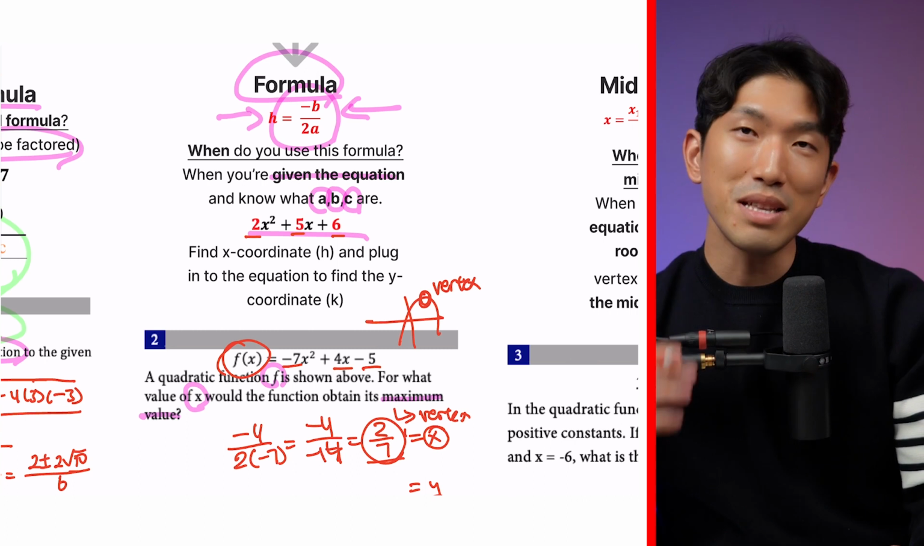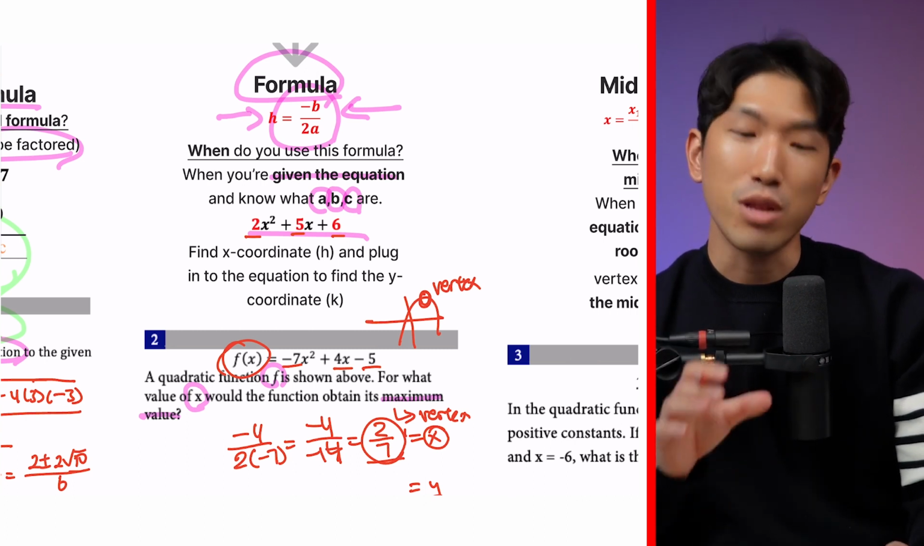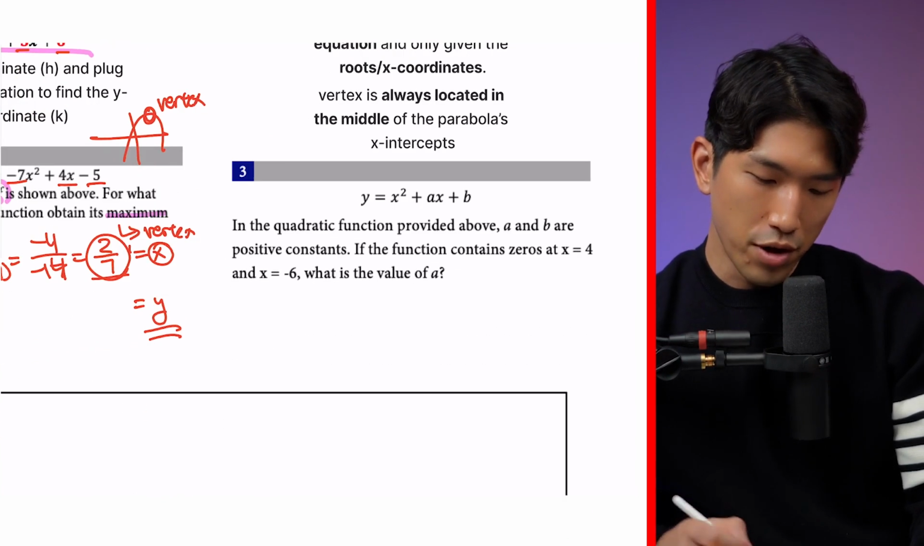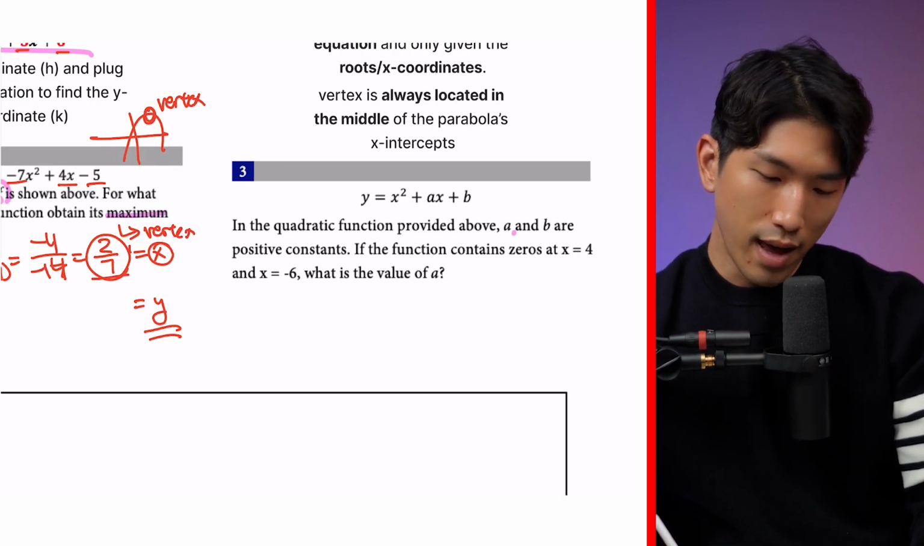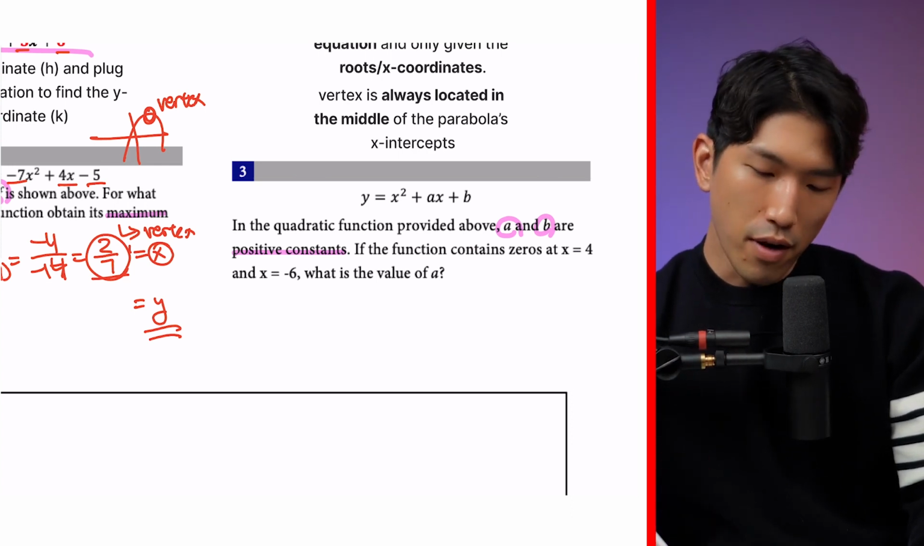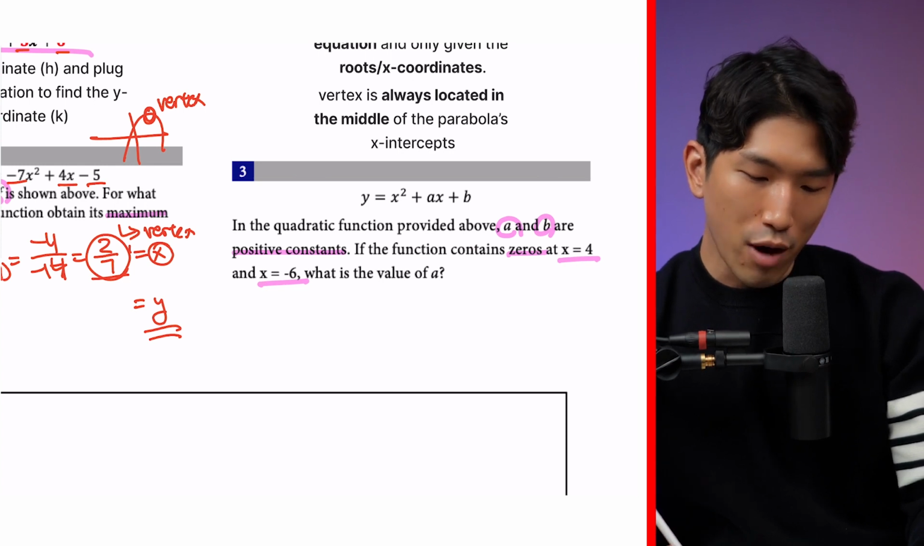But the funny thing is that SAT is going to test you on vertex without giving you the equation and ask you to find it. And here's how it works. So if you look at this question over here, in the quadratic function provided above, a and b are going to be positive constants, just positive numbers. If the function contains zeros at x equals 4 and x equals minus 6, what's the value of a, which is shown right there?